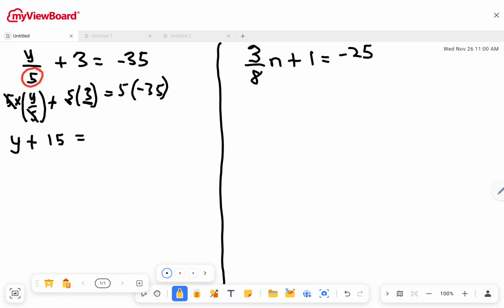times 5. Now let's do the multiplication here. 5 times 5 is 25. You have a remainder of 2. 5 times 3 is 15. And the 15 plus this 2 is going to give us 17. But we shouldn't forget we have a negative sign here. So we are going to have negative 175.